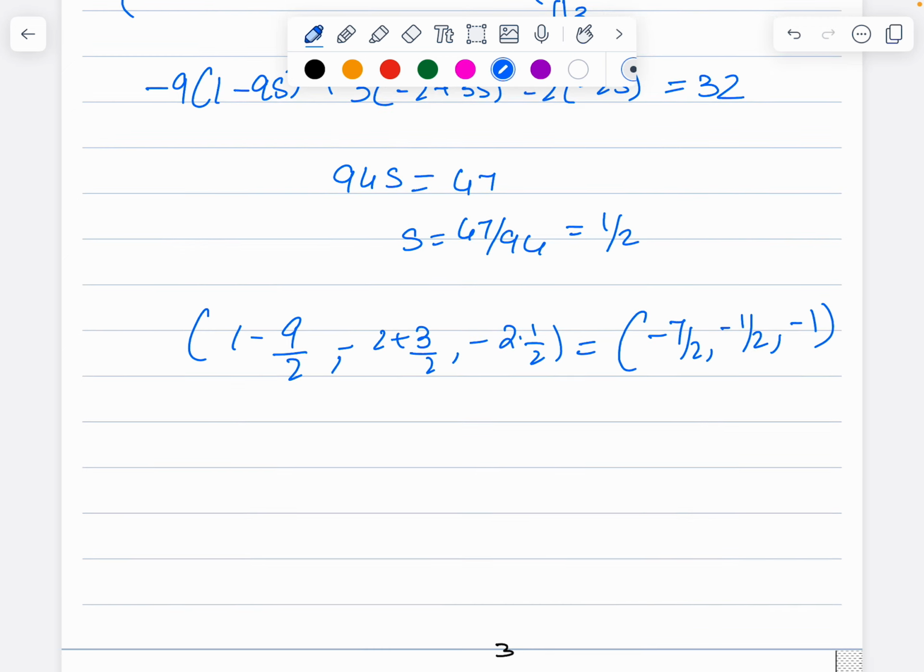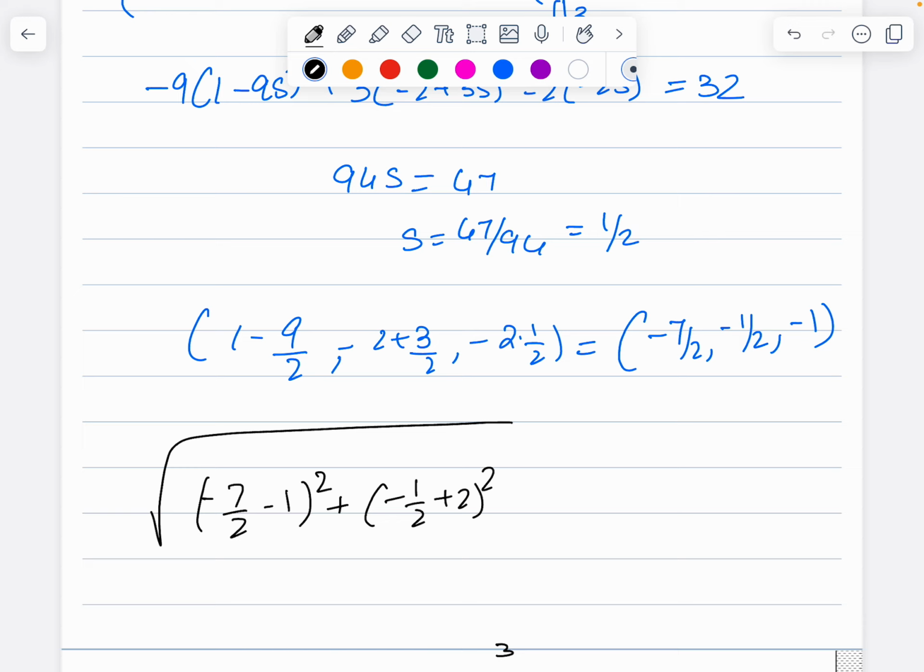Now I want to find the distance between them. So distance is the square root of minus 7 upon 2 minus 1 whole square, plus minus 1 upon 2 minus minus 2 plus 2 whole square, plus minus 1 minus 0 whole square. Simplify that directly. I'm writing the answer, square root of 94 upon 2. That's going to be the answer. See you in the next video.